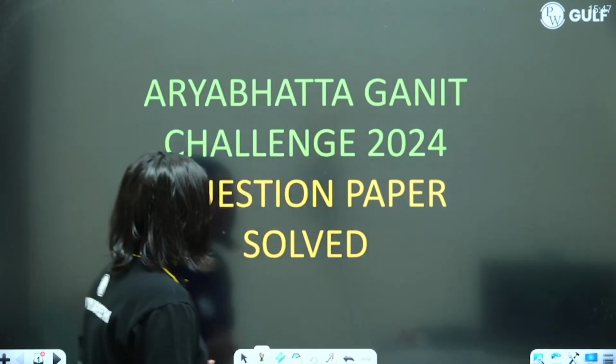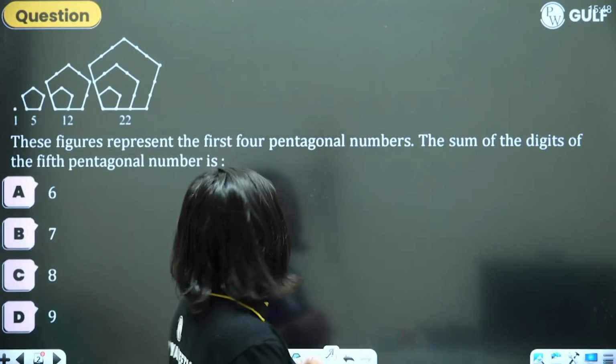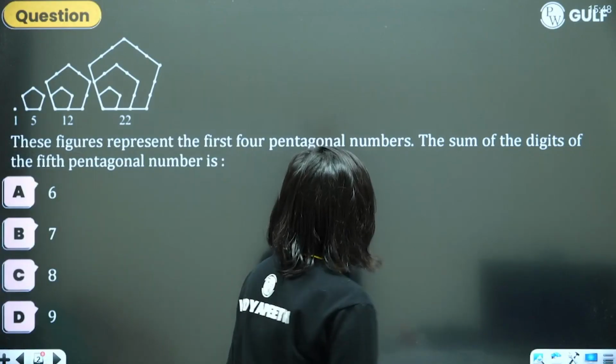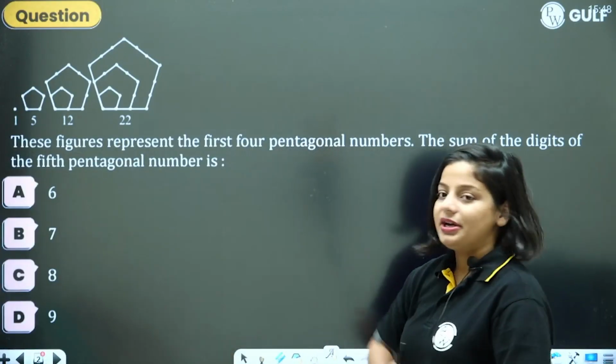Here we begin the class with the first question. Hope all of you are ready with your thinking hats on. The very first question says, these figures represent the first 4 pentagonal numbers. The sum of the digits of the 5th pentagonal number is.